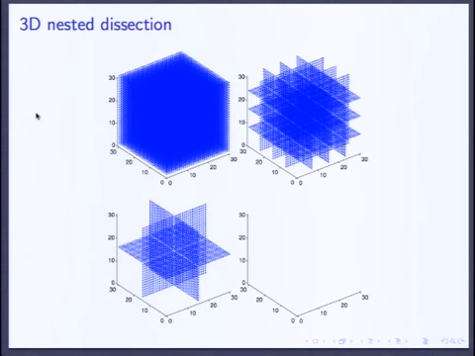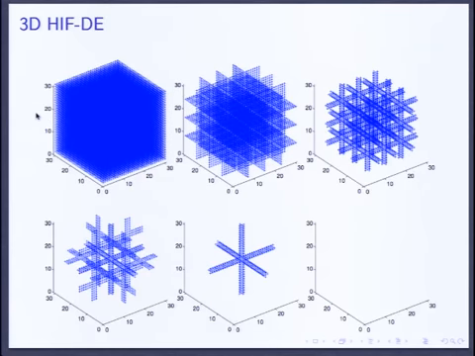And this will be the final front of the nested dissection algorithm. You'll see that the degrees of freedom live on the faces. Now, in our new technique, the hierarchical interpolative factorization, instead of directly merging cells, we apply interpolative decomposition, the skeletonization, to each of these faces on all the levels.